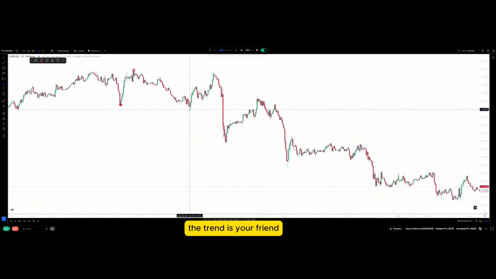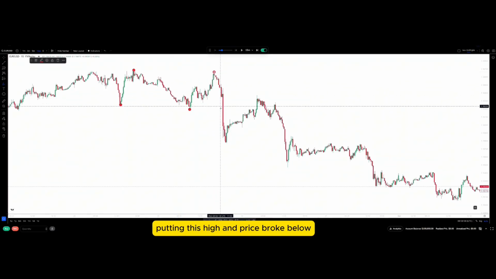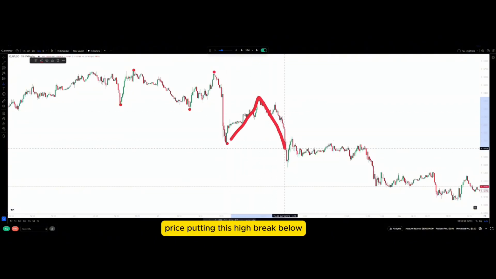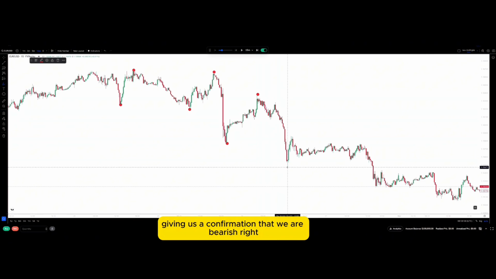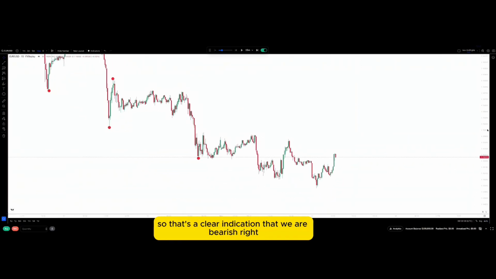The trend is your friend, you want to flow with the trend, okay? So as you can see, price putting this low and this low, putting this high, and price broke below, giving us a change of character. Price putting this high, broke below, giving us a confirmation that we are bearish, right? As you can see, price putting this high, break below, continue breaking structures to the downside. Okay, so that's a clear indication that we are bearish, right?